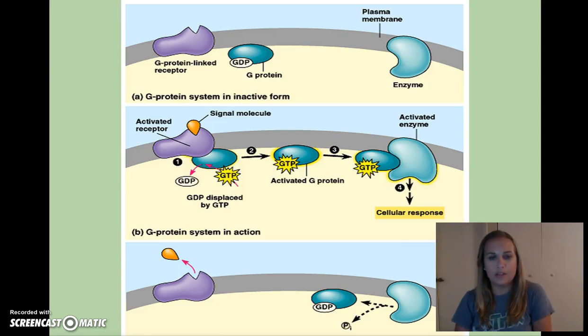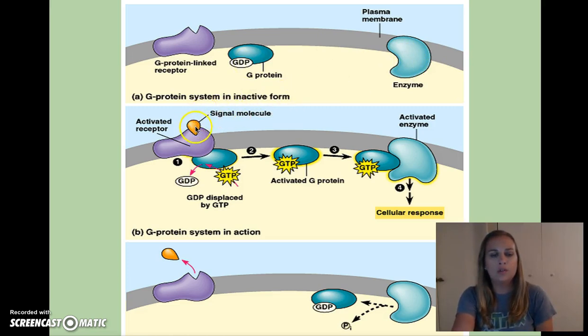All right, so it should make a little bit more sense right now. So here's the system in its inactive form. So again, extracellular fluid is blue, cytoplasm is the yellow part, and then this gray is our cell membrane. And so this is the G protein linked receptor right here. You can see it's got the reception site for the signal molecule. There currently is not a signal molecule, so it's inactive. This is our G protein, and it's got a GDP bound to it, so again, inactive. And down here is an enzyme.